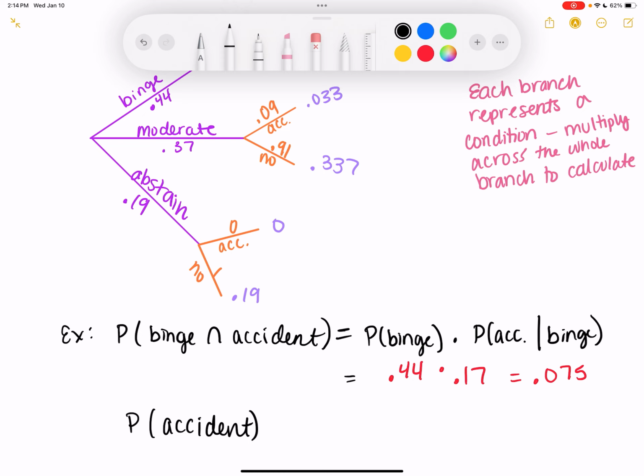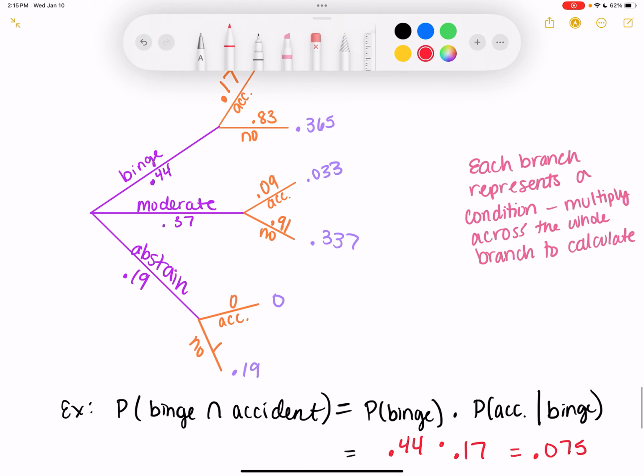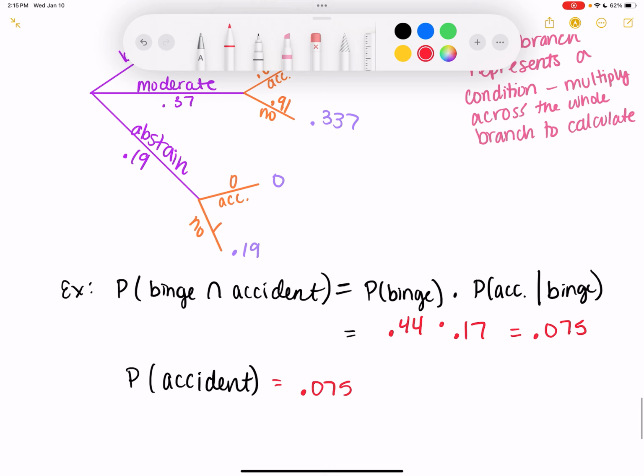All right, the probability of an accident, though, this is where we add up all the probabilities of an accident. So this is going to be 0.075 plus 0.033 plus 0 is 0.108. So we just add all three. They are joint probabilities.